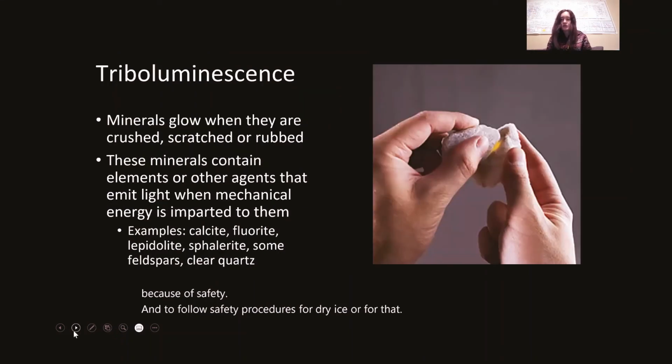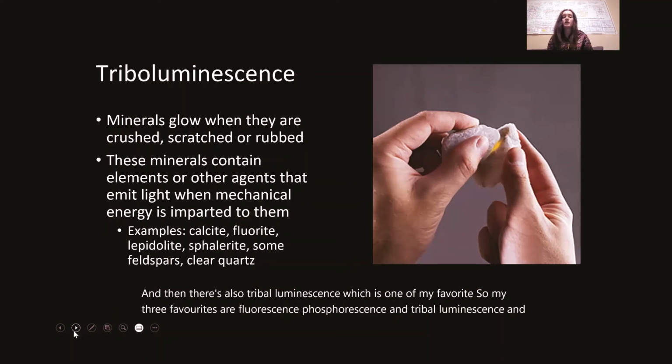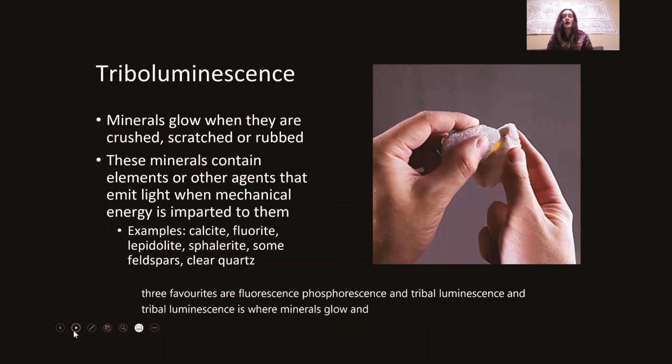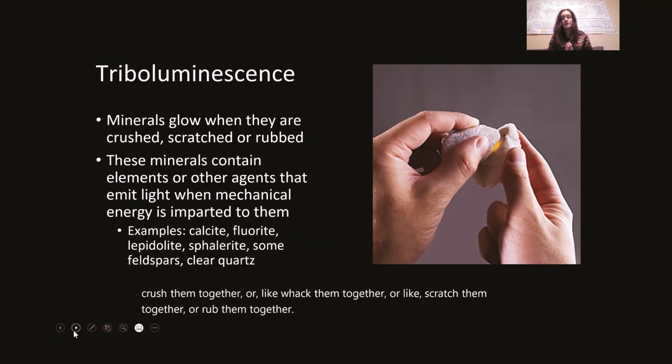And then there's also triboluminescence, which is one of my favorites. My 3 favorites are fluorescence, phosphorescence, and triboluminescence. Triboluminescence is when minerals glow when they are crushed, scratched, or rubbed. These minerals contain elements or other agents that will emit light when mechanical energy is imparted to them. So when you crush them together, or whack them together, or scratch them together, or rub them together, that energy is going to cause this light to appear.